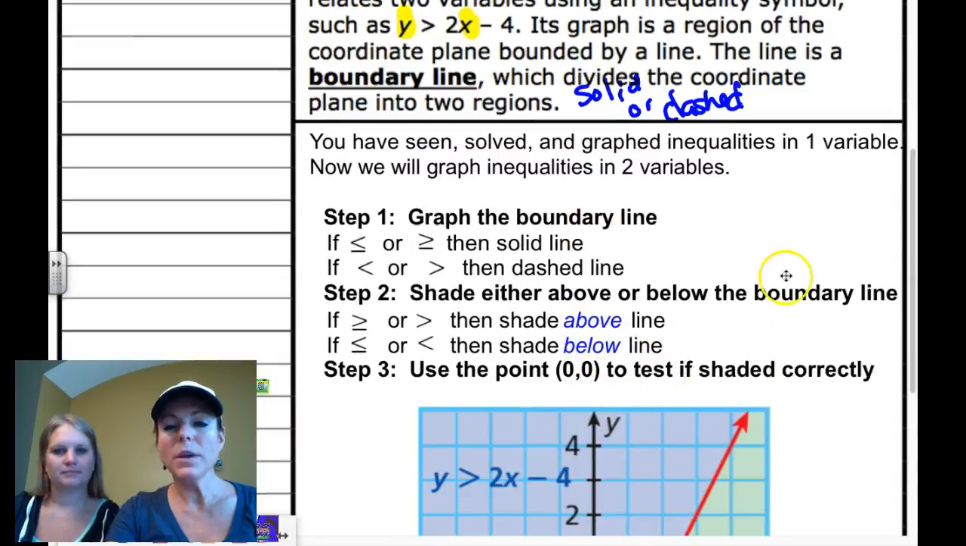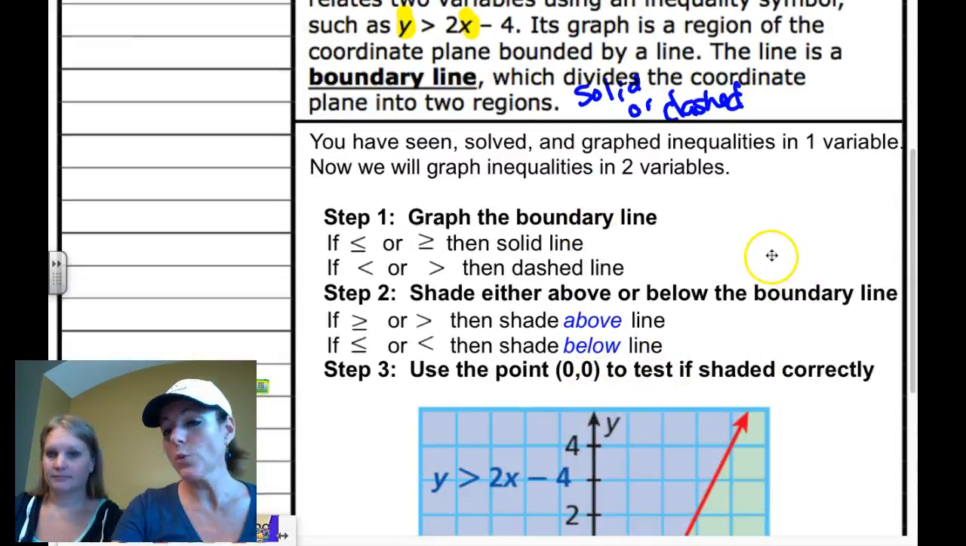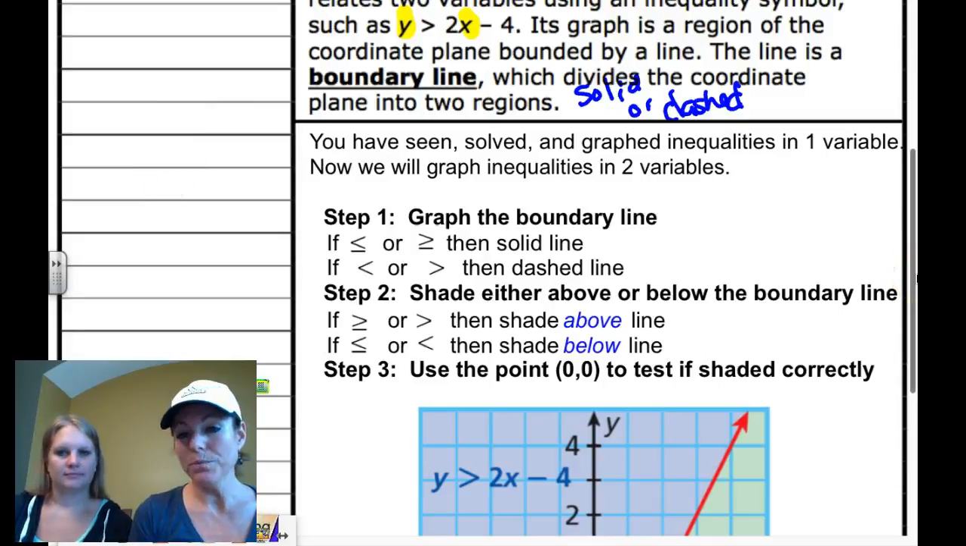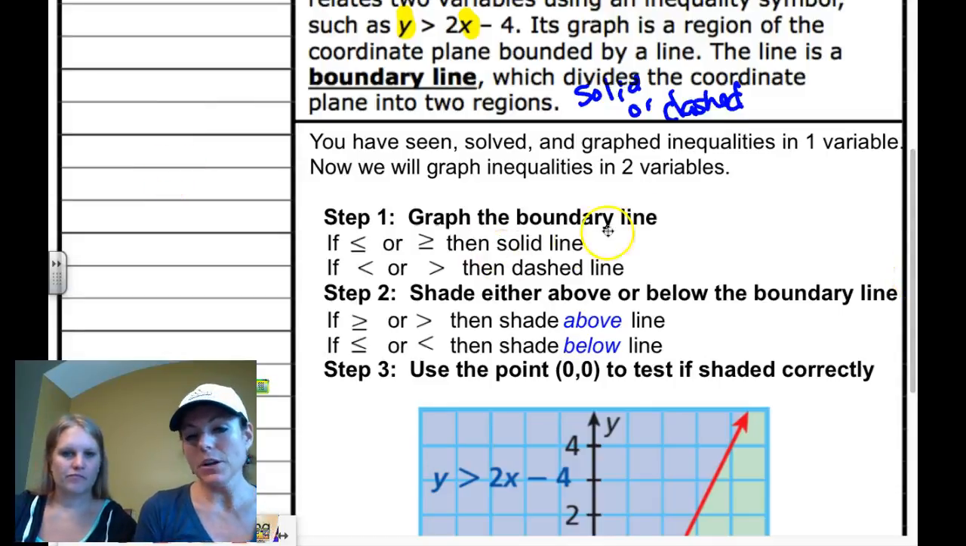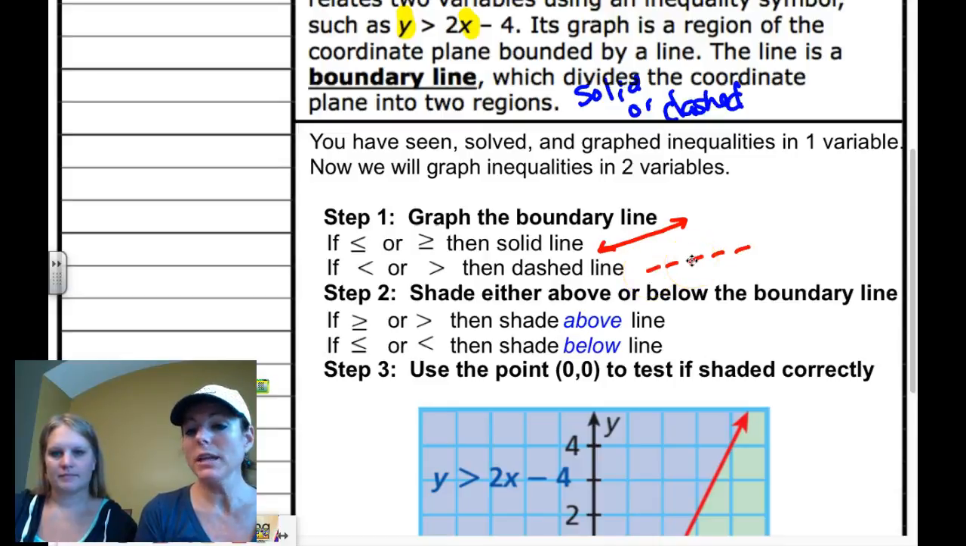So it says you have seen, solved, and graphed inequalities in one variable. Now we're going to use two. There are going to be steps here again. Step one, you're going to graph the line. If it's less than or equal to or greater than or equal to, it's a solid line. If it's just less than or just greater than, it is dashed.